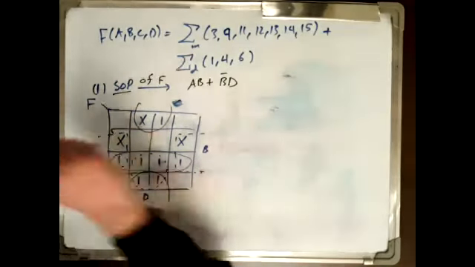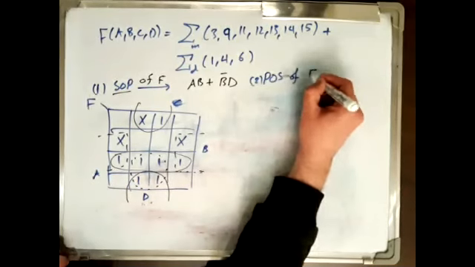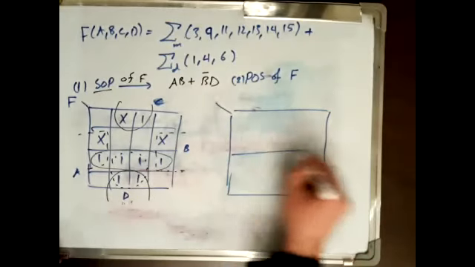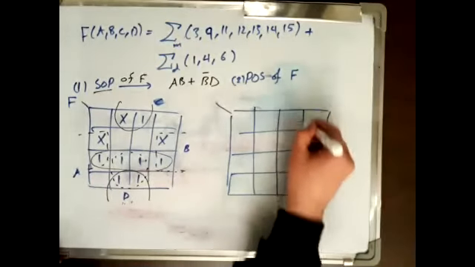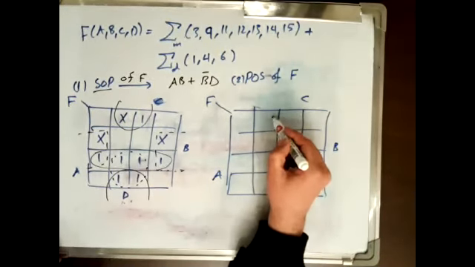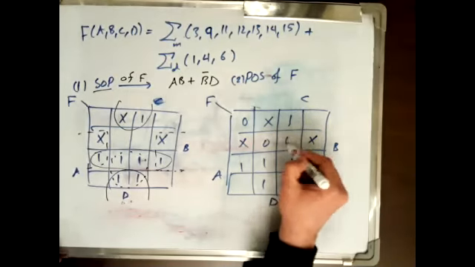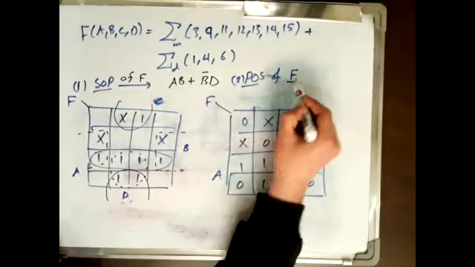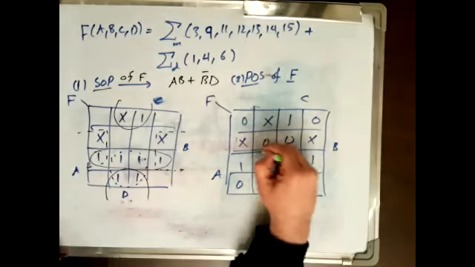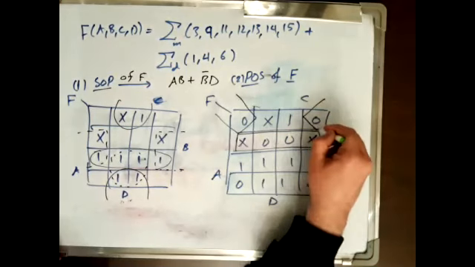Okay, so what about the POS of F? Product of sums of F. Product of sums, then we need to work with the zeros and find the SOP for F bar. Then this is F. We take the complement. So this is the same map, X, 1, X, because it is the map of F. 1, 1, and these are the zeros. So because we want the POS of F, we need to combine or collect the zeros for F. And these are the zeros. So we can take this, and we can take this, which is also a prime implicant.